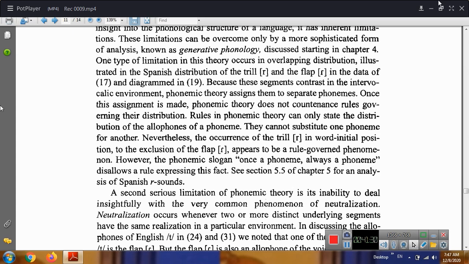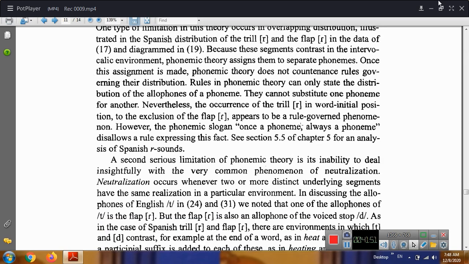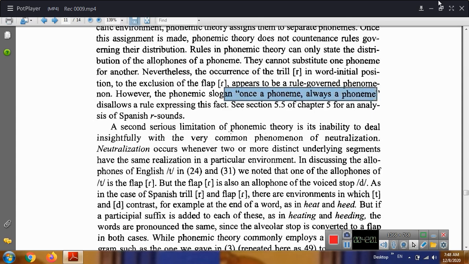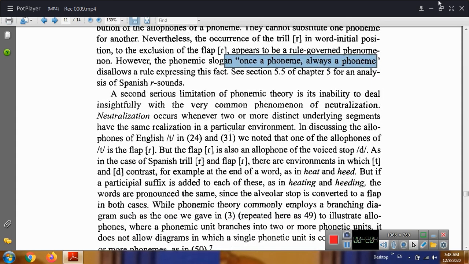Rules in phonemic theory can only state the distribution of the allophones of a phoneme. They cannot substitute one phoneme for another. Nevertheless, the occurrence of the trill R in word initial position to the exclusion of the flap R appears to be a rule-governed phenomenon. But the slogan of phonemics is "once a phoneme, always a phoneme," and it creates some limitation for this theory. It disallows a rule expressing this fact.